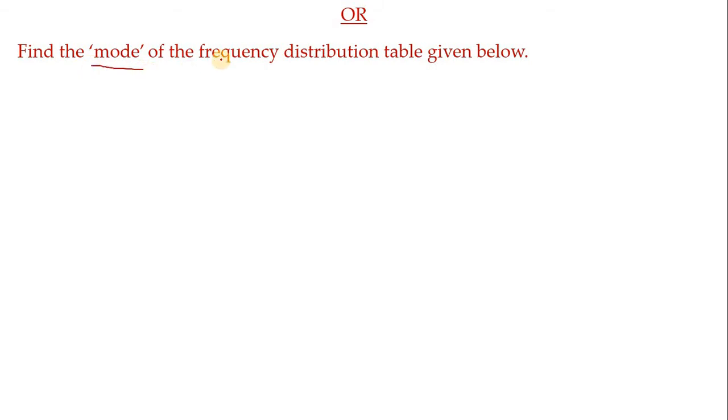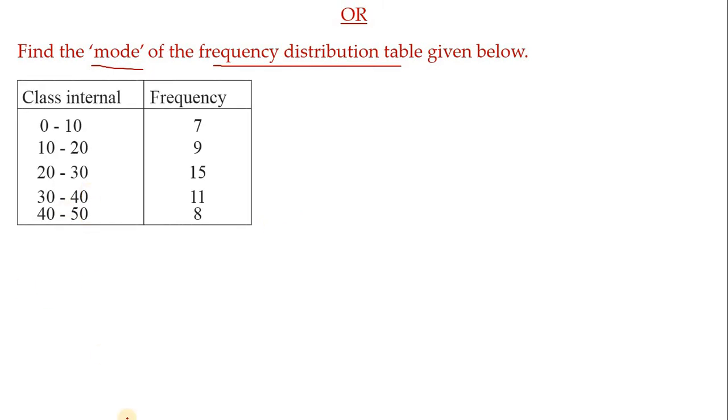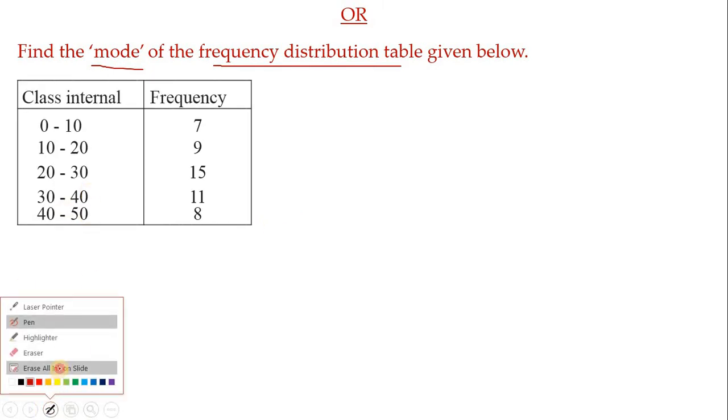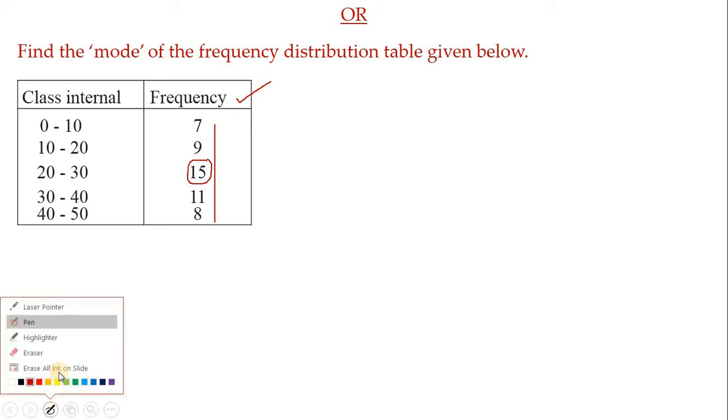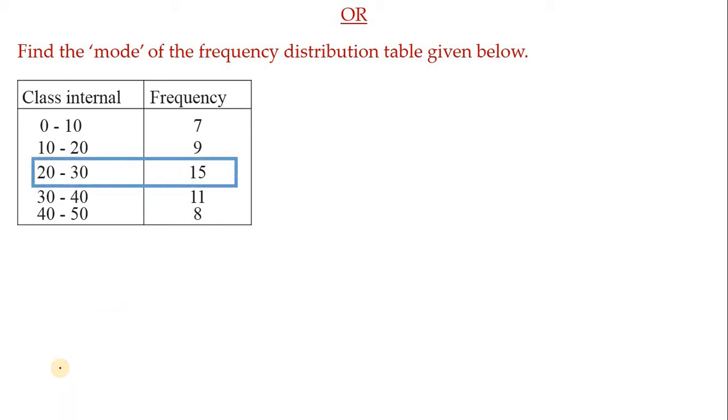In this question we have a choice question. Find the mode of the frequency distribution table given below. So this is the given table, children. Here we have to find the mode. To find the mode, the very first thing you want to do is to check in the frequency column which has the highest frequency. In these numbers, 15 is the highest one. Hence, for that you have to put a box like this.